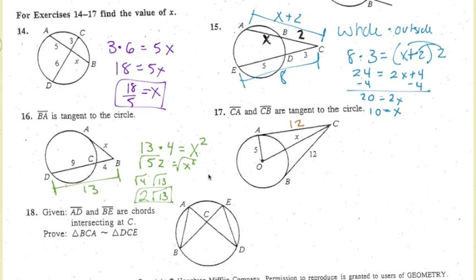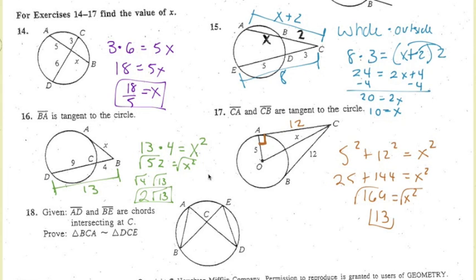I see a triangle in the picture, triangle OAC. What kind of a triangle is it? A right triangle. A radius and a tangent are perpendicular to each other. So this is a right triangle. How can we find a missing piece in a right triangle? Pythagorean theorem. 5 squared plus 12 squared equals x squared. 25 plus 144 is 169, which has a square root of 13.